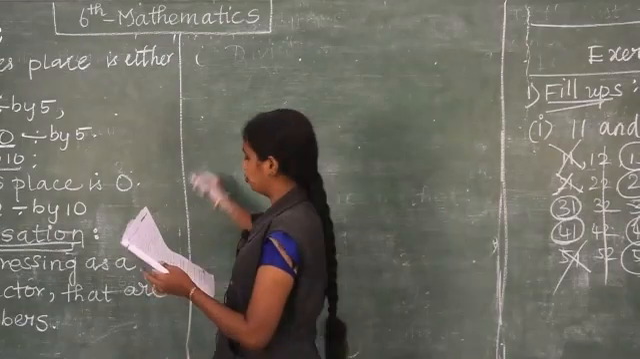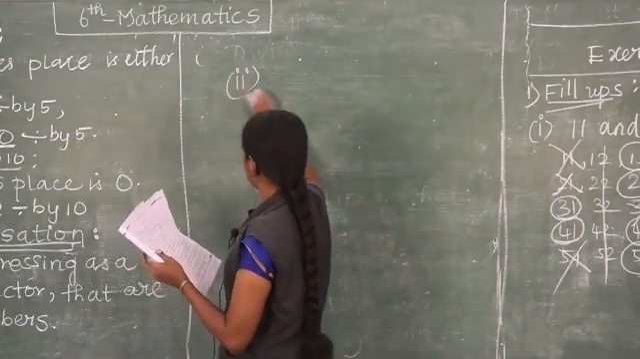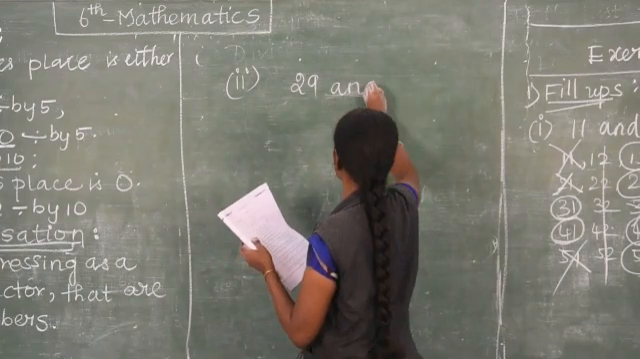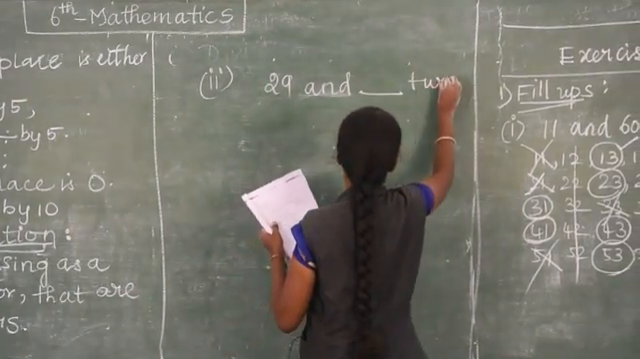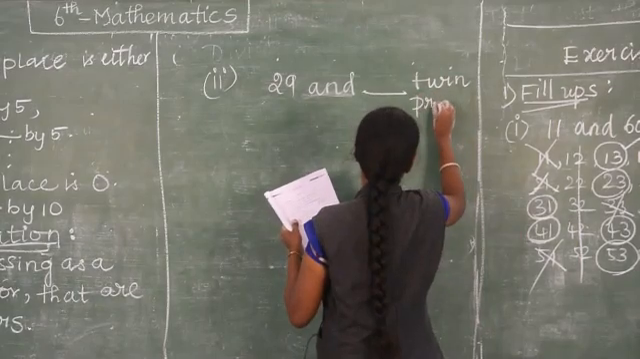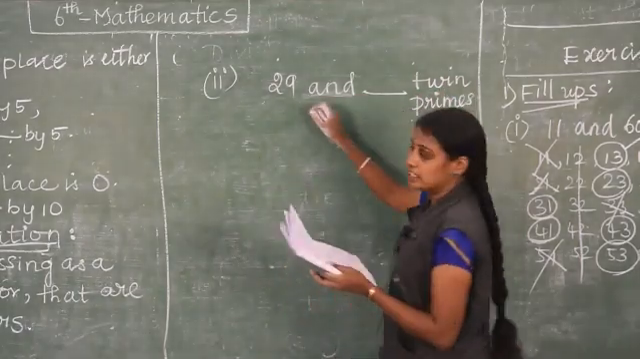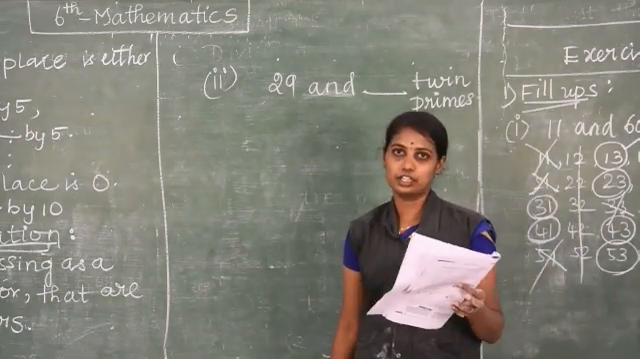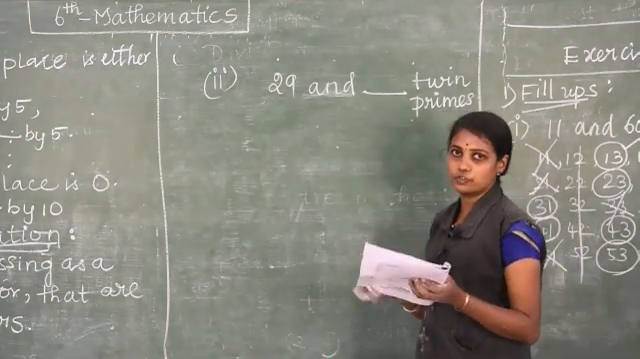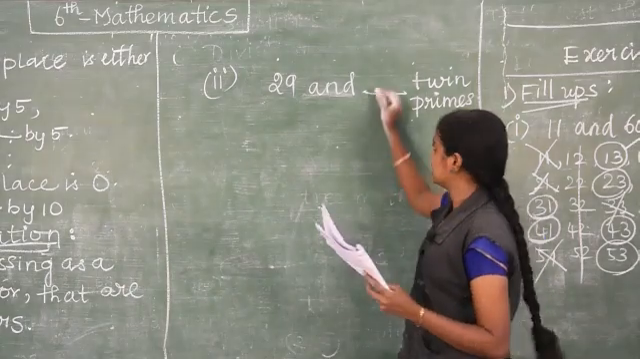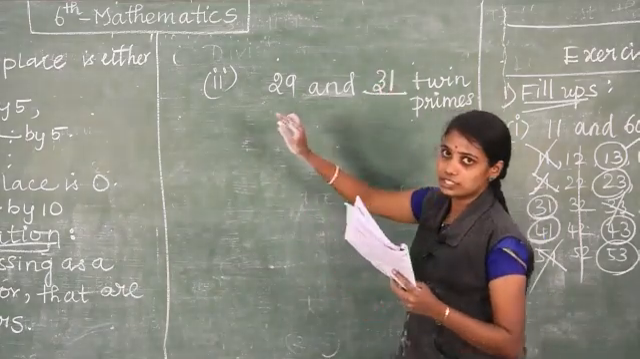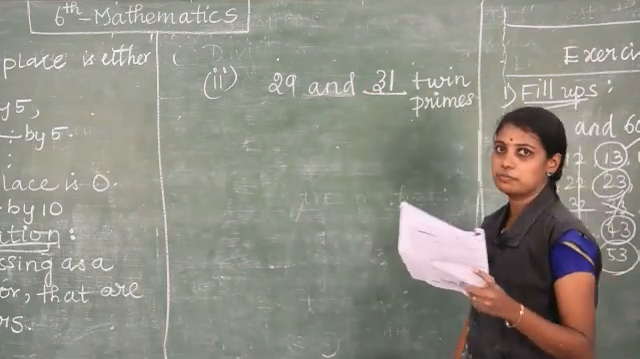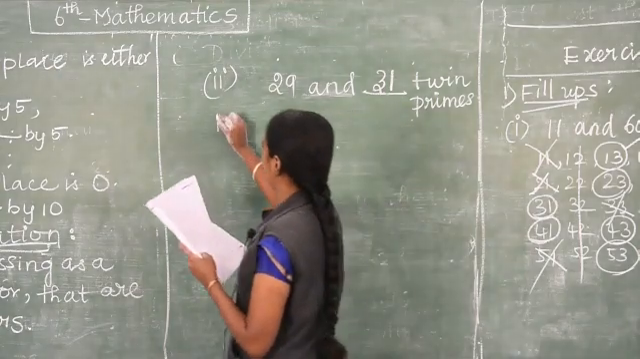So the next, option 2. 29 and a blank are twin primes. Twin primes means the difference is 2. So after 29, if you add 2, what number will come? 31. 29 plus 2 is 31, so the difference is 2. So 31 is the answer. Twin prime means difference by 2. Option 3.